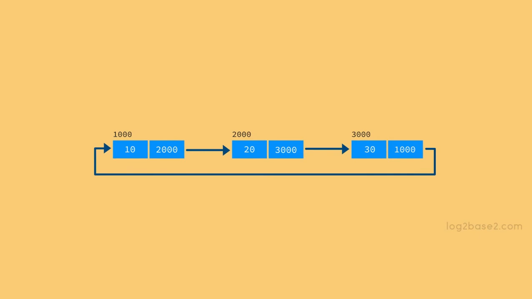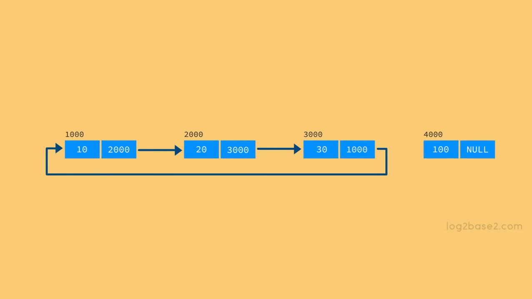For example, we have this circular linked list here with elements 10, 20 and 30. If we insert a new node with 100, it will be inserted at the end and we will get the new circular linked list like this. Now, let us see the algorithm to insert a new node at the end.